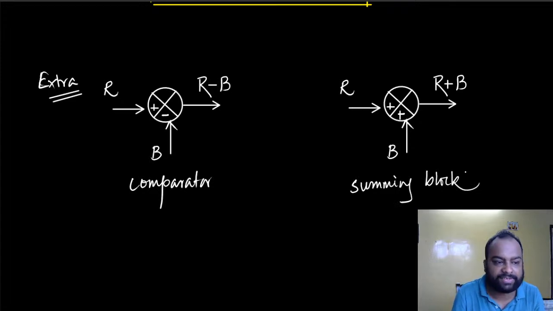And in fact, since you have studied analog electronics, you know that creating this kind of blocks using analog components like op-amps is not a difficult task at all, right? Creating summing blocks, creating comparator blocks, and such is not a difficult task at all using op-amps, right? So this is called a summing block.